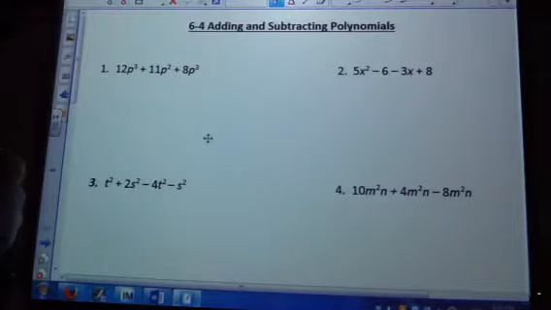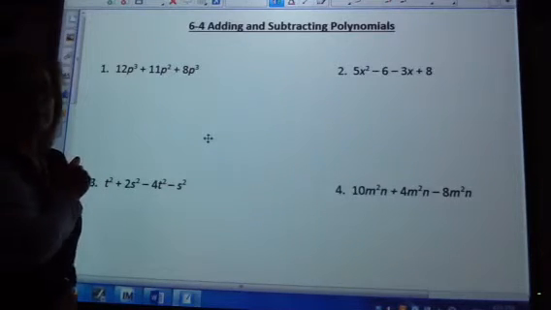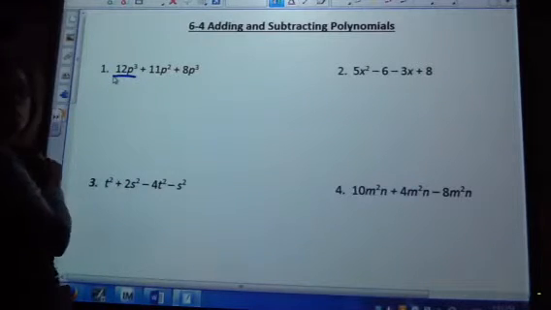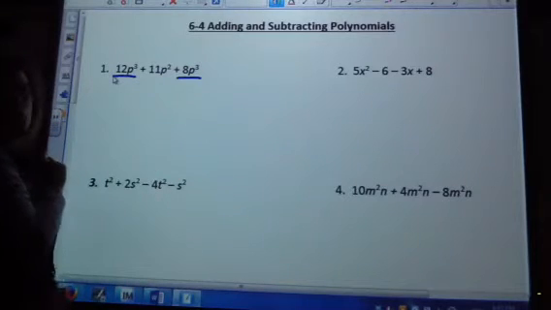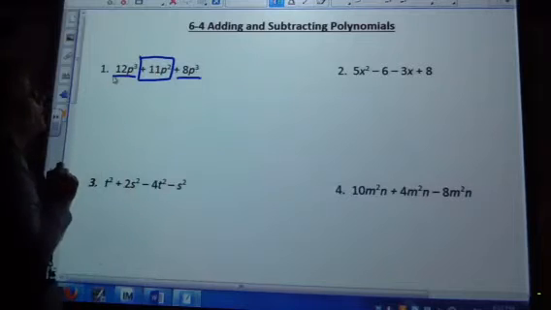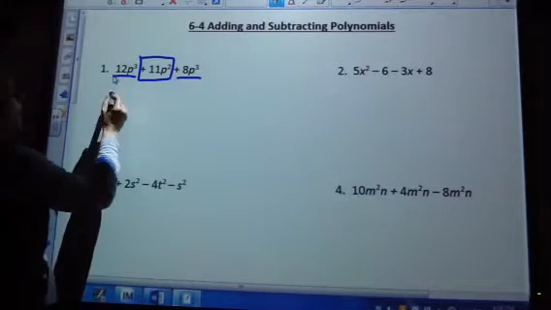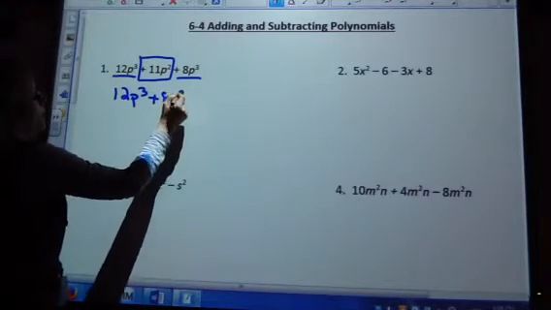Okay, so when we're adding polynomials, you want to combine like terms. Like terms have the same base and the same exponent. For example, 12p cubed and 8p cubed are like terms. The 11p squared is all by itself. So what we have here is 12p cubed plus 8p cubed.